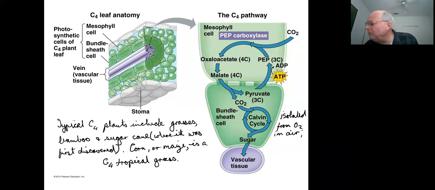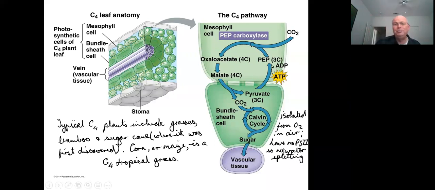So they're isolated from O2 in the air, and they have no PS2, so no water splitting. And of course, if you cast your mind back to thinking about the light reactions, that's important because water splitting is associated with PS2, and water splitting is where we get the oxygen being produced.